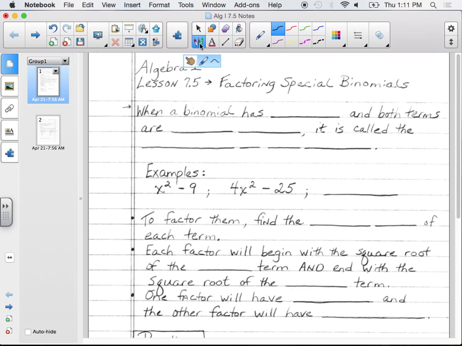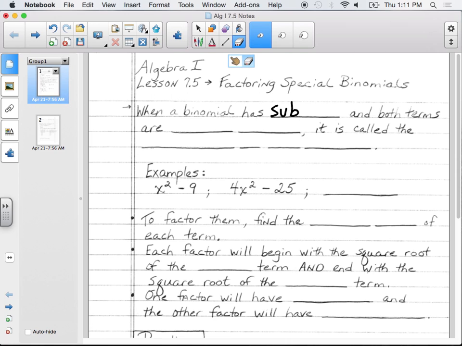Alright, so today we'll just be factoring special binomials. That's what those two problems were called. So when we're factoring special binomials, when a binomial, and how many terms are in a binomial? 2, has subtraction in it. So subtraction.